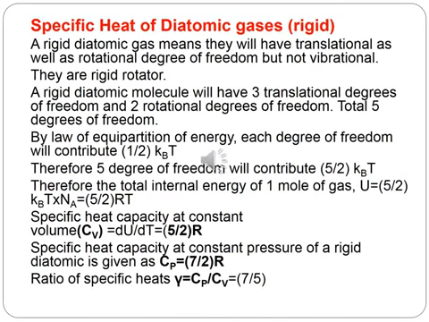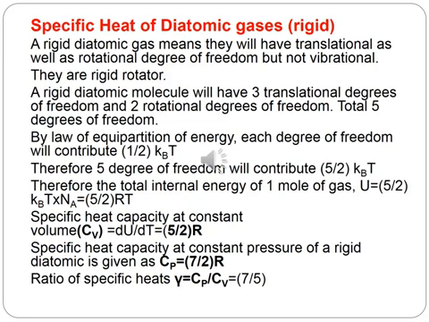Now let us calculate specific heat of diatomic gases. In case 1, rigid nature. A rigid diatomic gas means they will have translational as well as rotational degrees of freedom, but they do not have vibrational degree of freedom. They are rigid rotators. A rigid diatomic molecule will have 3 translational degrees of freedom and 2 rotational degrees of freedom. Then the total number of degrees of freedom will be 5.